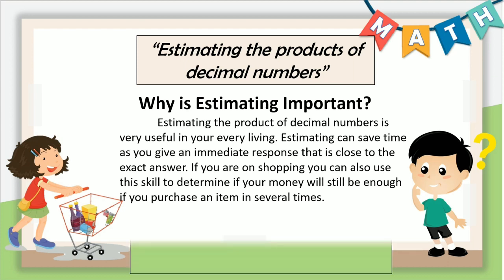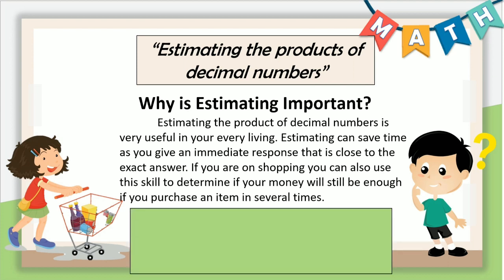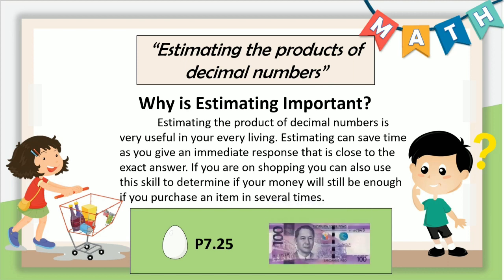So for example, bibili ka ng itlog sa tindahan at ang bawat piraso ng itlog ay nagkakahalaga ng 7 pesos and 25 cents. Ilang piraso ng itlog ang mabibili mo kung ang dala mong pera ay 100 pesos? So, if you know how to estimate, then you can immediately tell kung ilang piraso ang mabibili mo sa 100 pesos mong dalang pera.